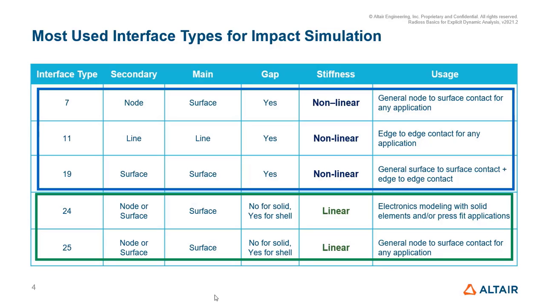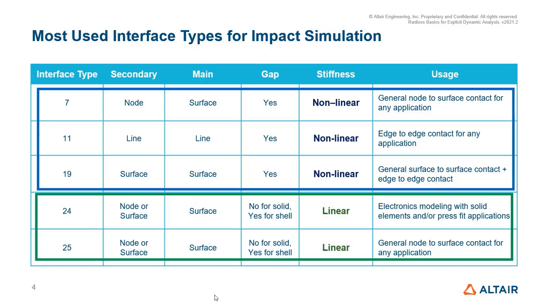Type 7 is general purpose contact. It is usually node to surface contact and you can use it for any application. Type 11 is edge to edge contact or line contact. Type 19 is combination of 7 and 11. So most of the time you end up defining type 19 contact. It gives you advantage of using 7 and 11 at the same time.